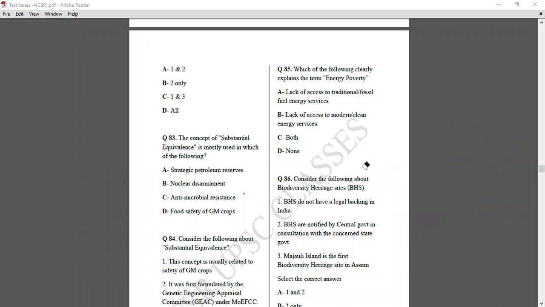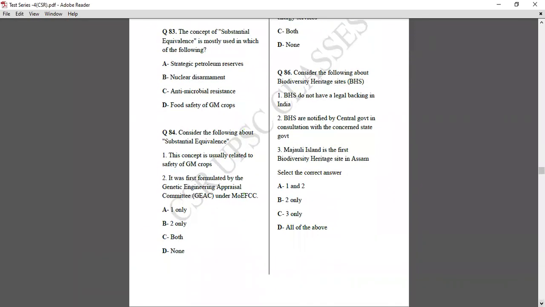Okay, next. Consider the following about biodiversity heritage sites. Static topic. Biodiversity heritage sites. Now, do biodiversity heritage sites come from a law, or do they not have legal backing? That is the static topic which we study in the Biological Diversity Act of 2002, because in the Biological Diversity Act of 2002 we have biodiversity heritage sites. So yeah, we'll read about biodiversity heritage sites.